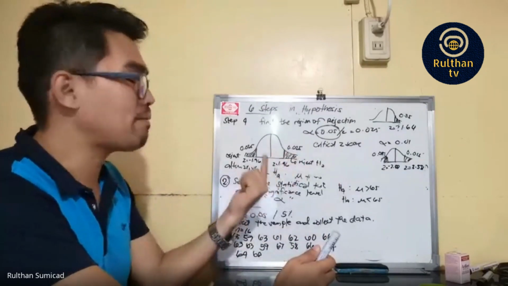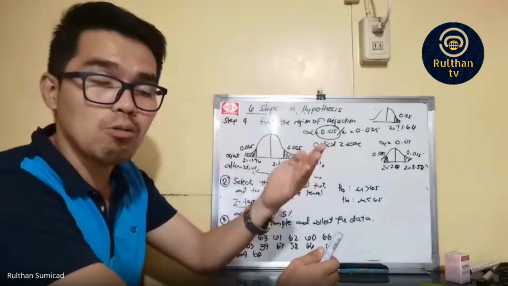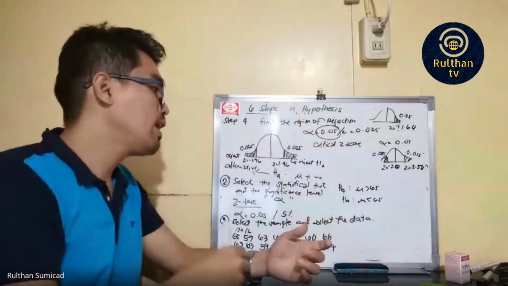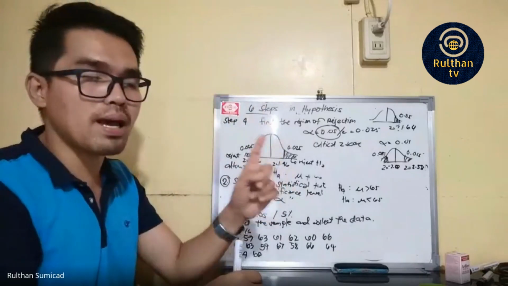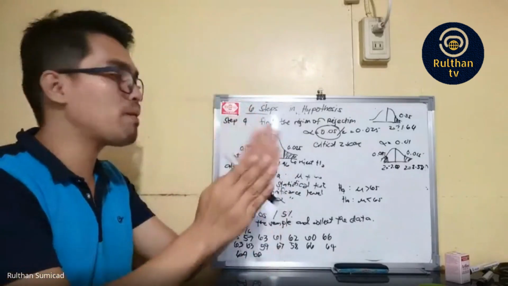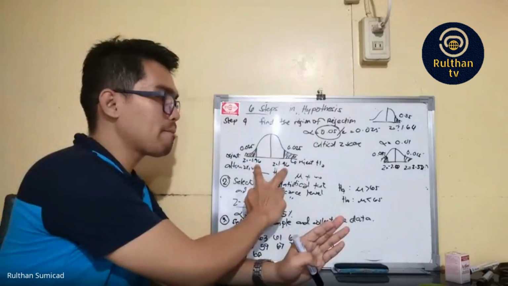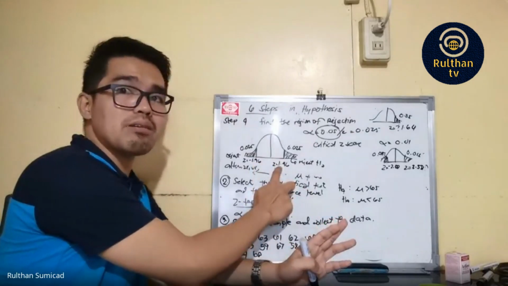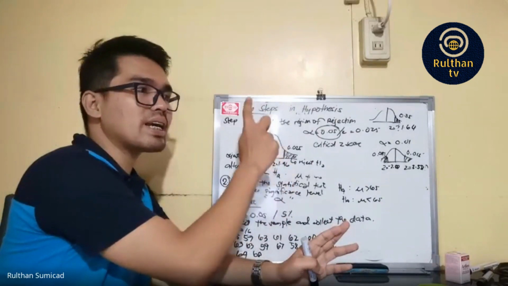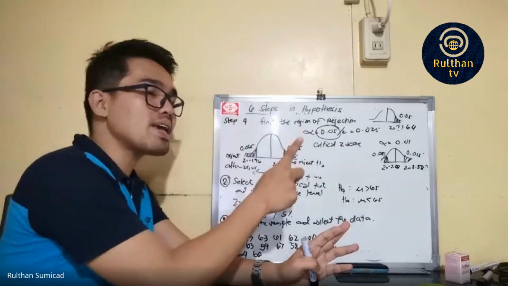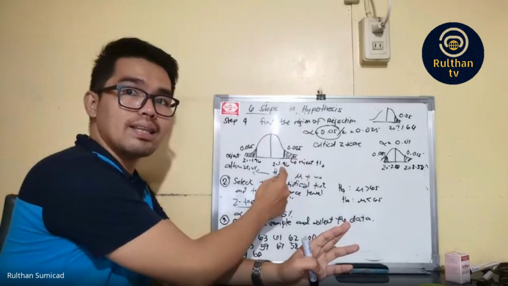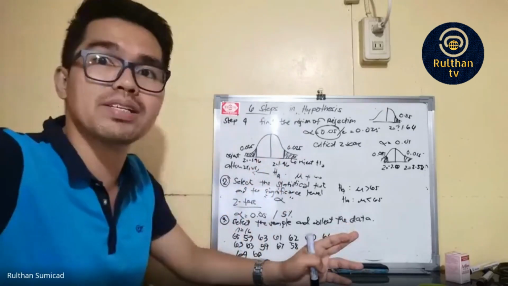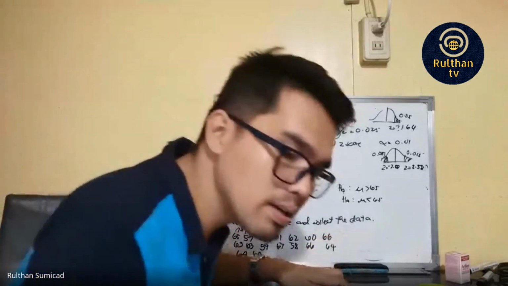Later on, in step 5, there is what we call the computed z. We will compute the z value based on the formula we had last meeting, and that's the computed z. If the computed z is greater than the critical z, that means to say we reject the null. But if the computed z is less than the critical z, it falls somewhere here, then that means to say we fail to reject the null hypothesis. Okay?